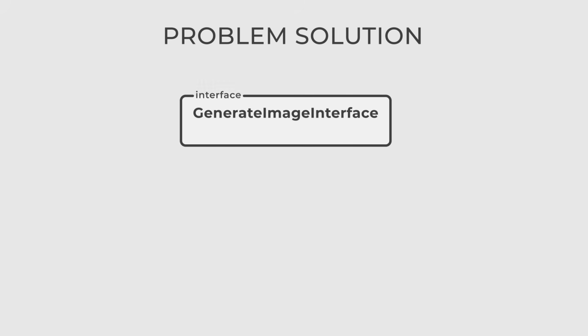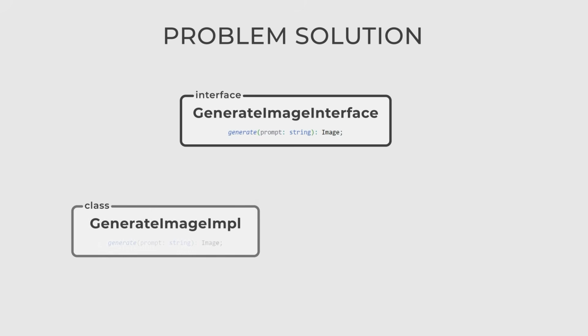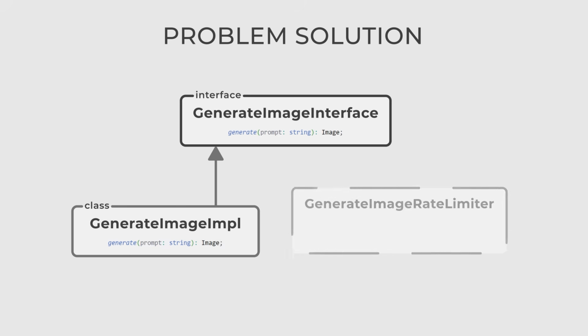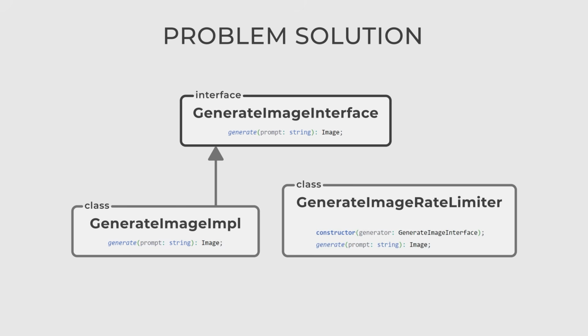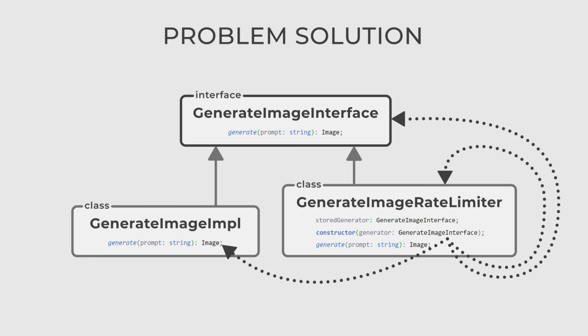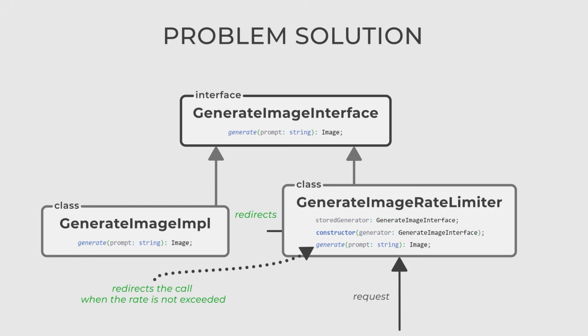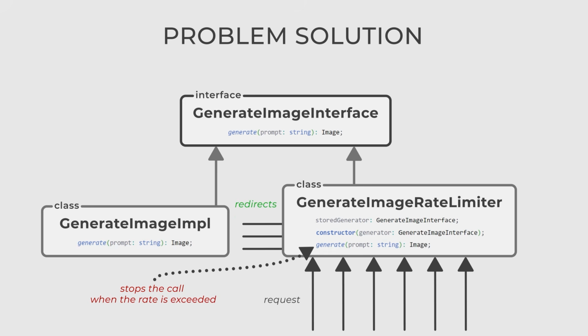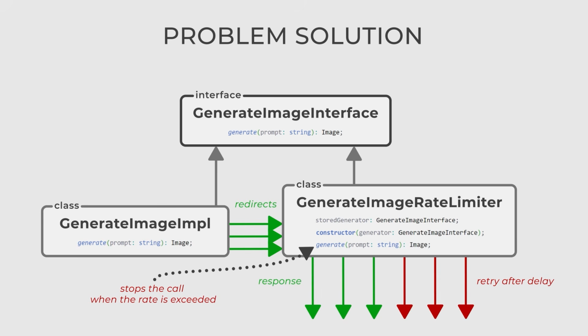Suppose you have an interface for your API call. Let's call it Generate Image Interface, and an implementation that receives the client's request and does the actual image generation. Let's call it Generate Image Impl. Now, let's create another implementation of Generate Image Interface and call it Generate Image Rate Limiter. This rate limiter accepts and stores an instance of the impl class to redirect the call when the rate is not exceeded. Otherwise, when the rate is exceeded, this class becomes a lightweight shield that will prevent the heavy work from starting and will immediately return an error to the client asking to repeat the same request after a delay.